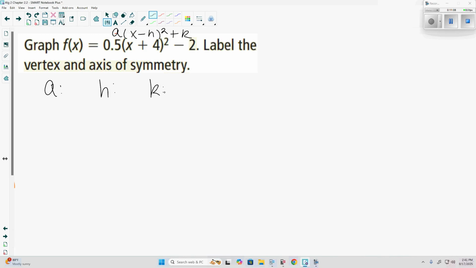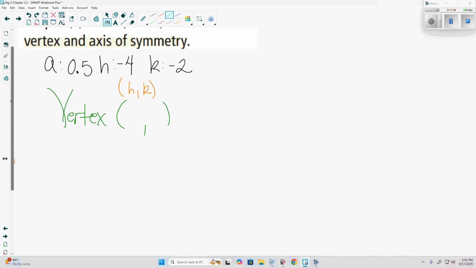So looking at this here, what's the value of A? 0.5. What's the value of H? -4. And the value of K? -2. Now the vertex is the point H, comma, K. So for this here, the vertex is the point -4, -2.